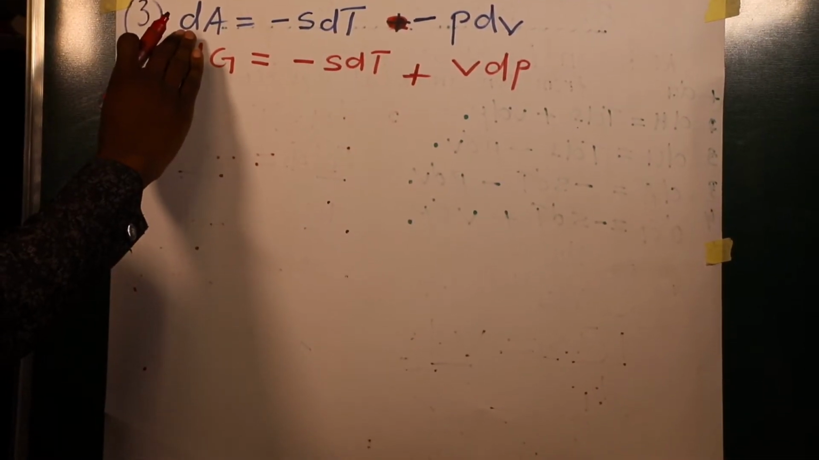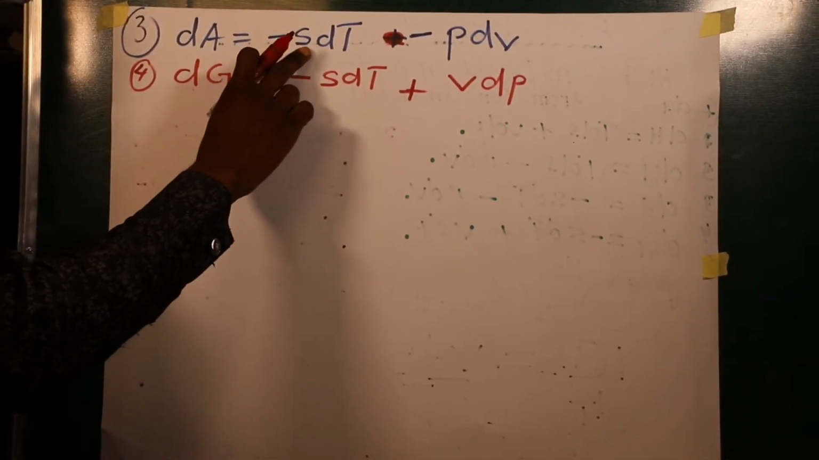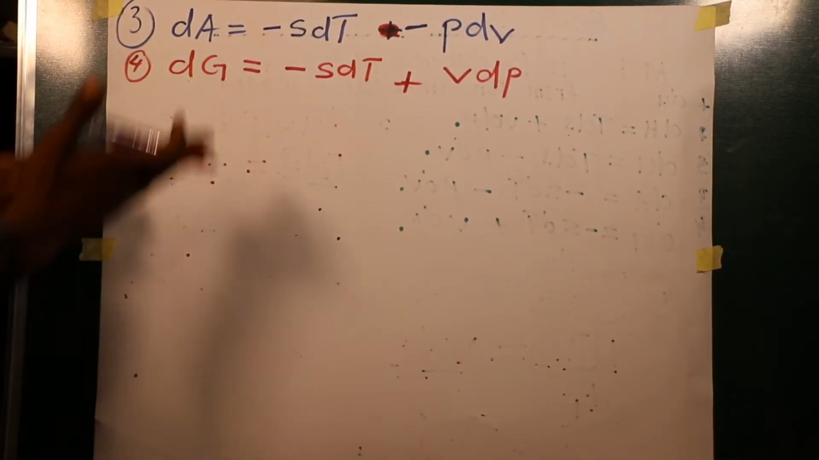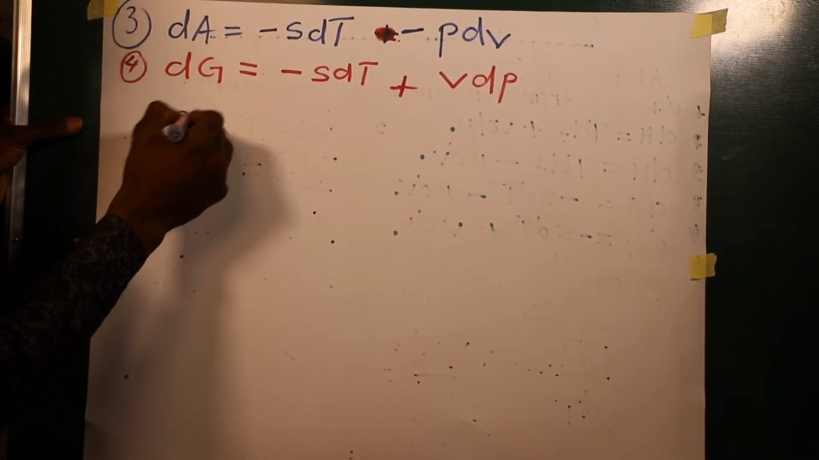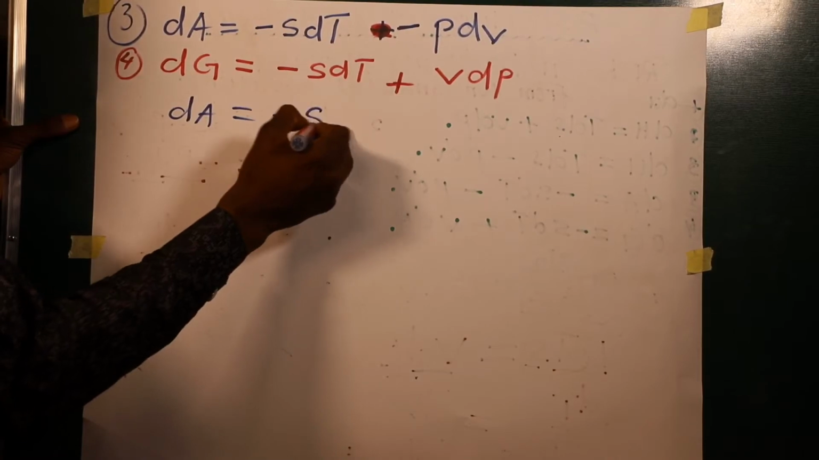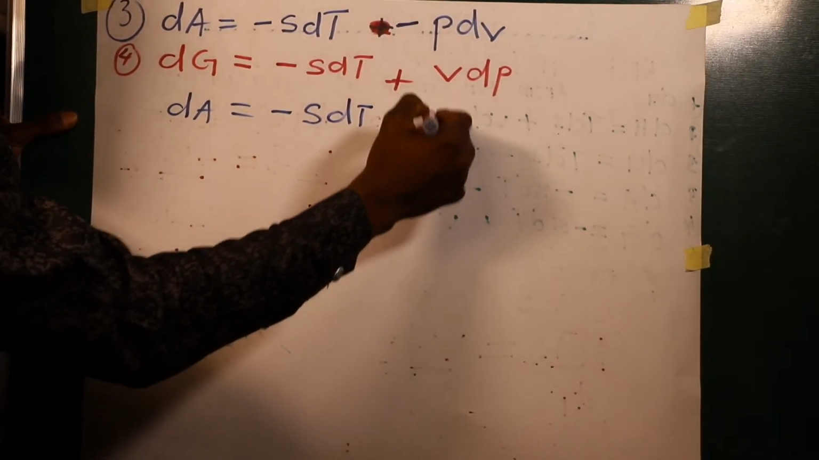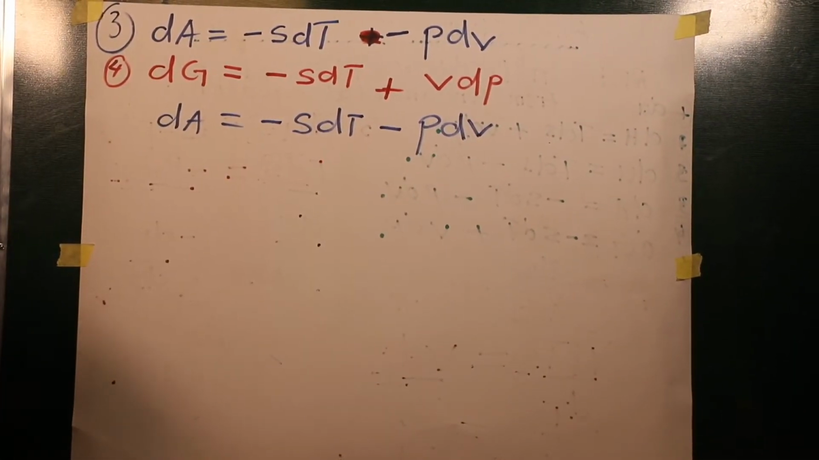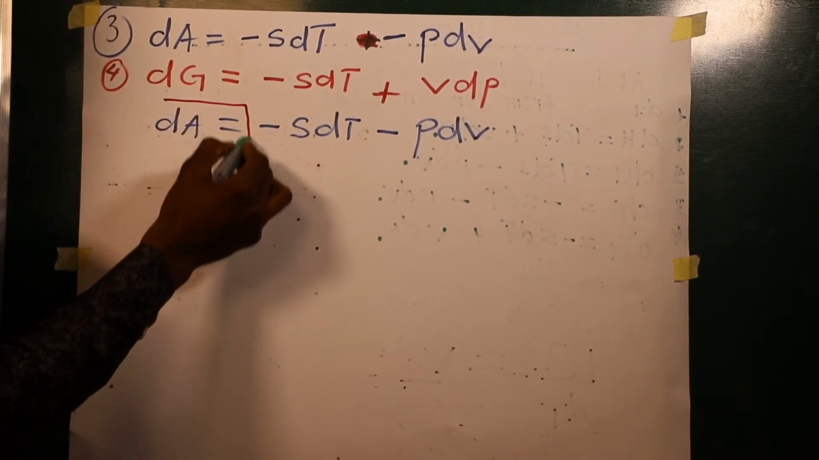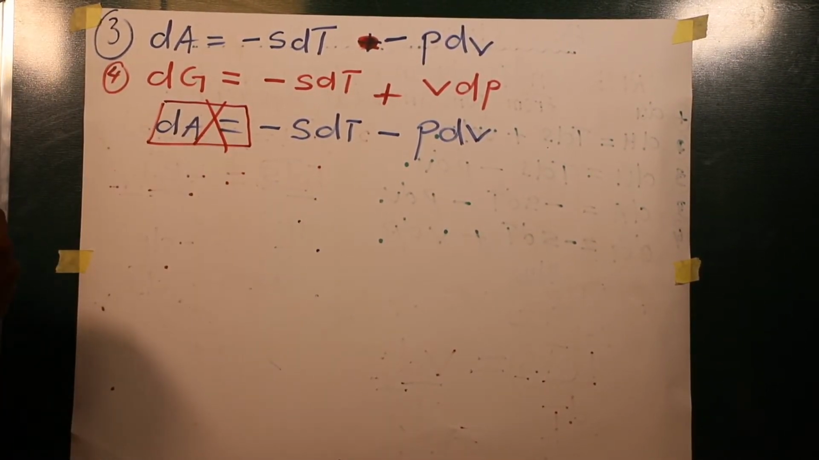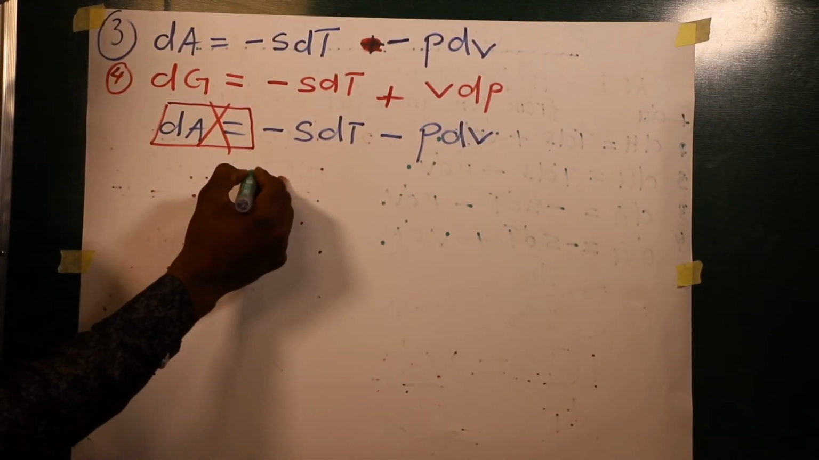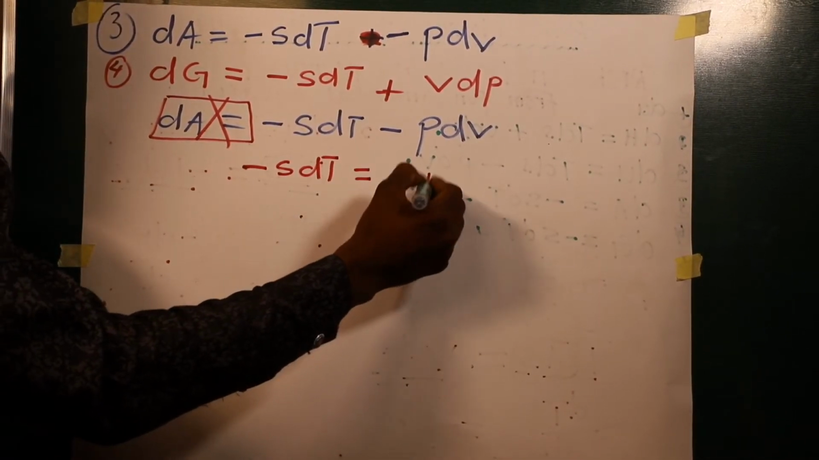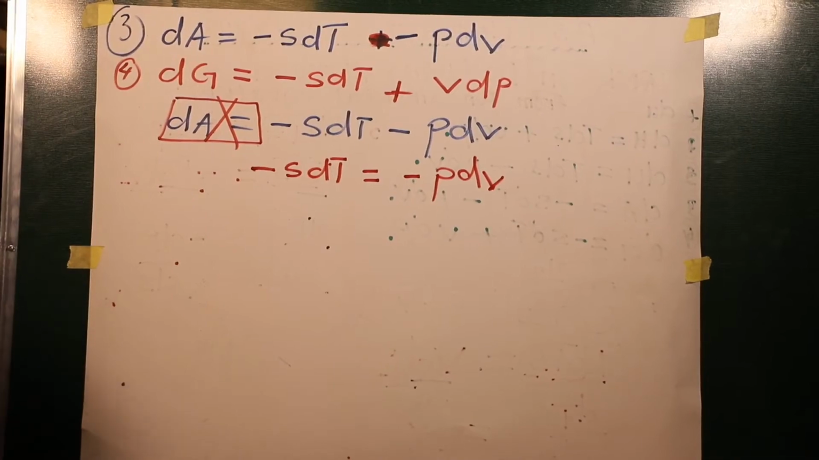So now let's look at number 3. Number 3 says dA is equal to minus SdT minus PdV. Let's bring down the equation and deduce it into the Maxwell equation. dA is equal to minus SdT minus PdV. So now the first step here is we cross out the dA and the equality sign. That means we don't need it in the equation. Then we bring down the remaining part of the equation, minus SdT. Then we provide an equality sign, then minus PdV.